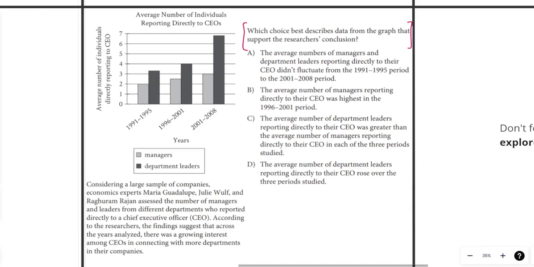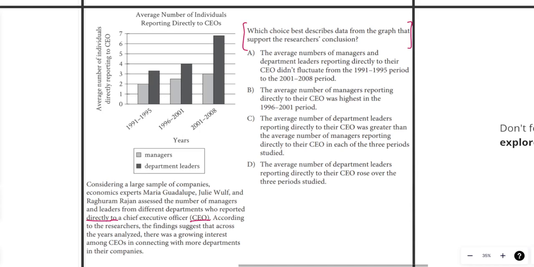There was a large sample of companies. Economics experts assessed the number of managers from different departments who reported directly to a CEO. According to the researchers, these findings suggest that across the years analyzed, there was a growing interest among CEOs in connecting with more departments in their companies. That seems to make sense, right? The number of people reporting to the CEO has only increased from year to year.